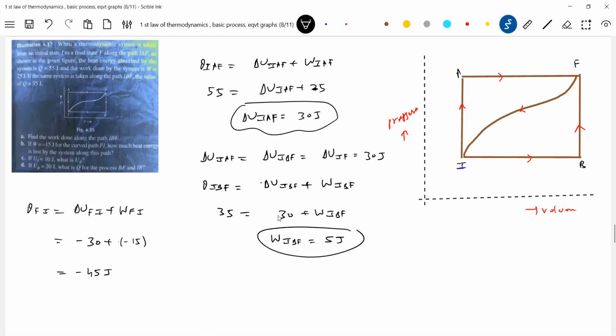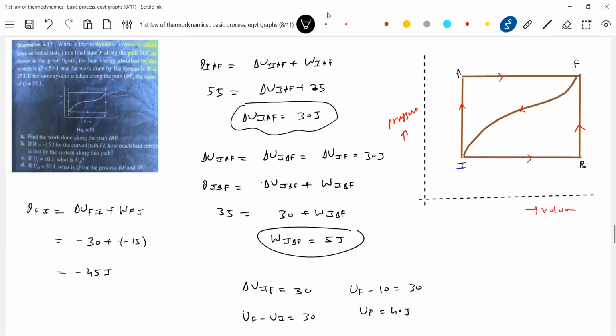If U_I equal to 10, how much will U_F be? So what is the basic formula? Delta U is U_F minus U_I. U_I equal to 10 is given. So how much will it be? U_F minus 10 equal to 30, so U_F should be equal to 40 joules. U_B equal to 20 joules.